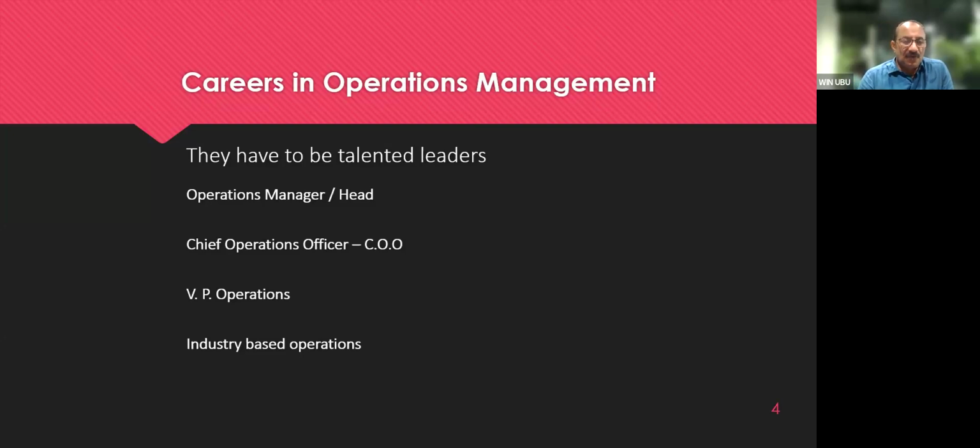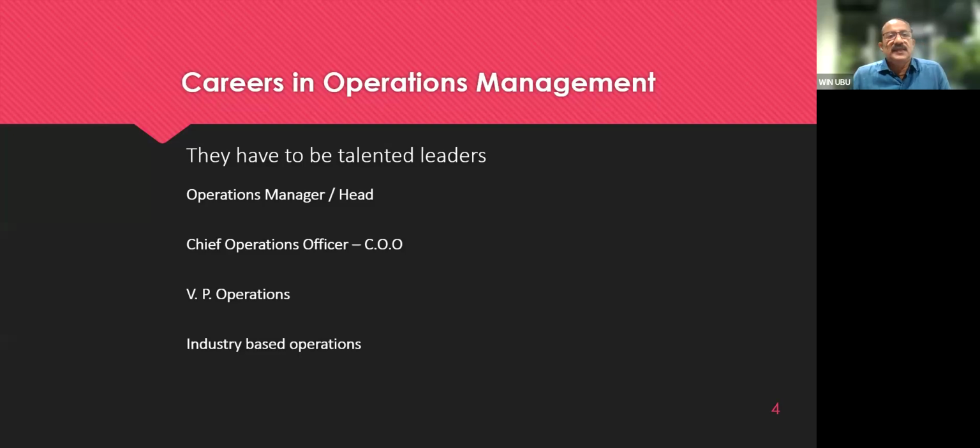Normally, when we analyze the elements or functions of an operations manager, that is the operations responsibility. So an operations manager, operations head, or chief operations officer's responsibility is the role of operations in a company. They have to run the show.